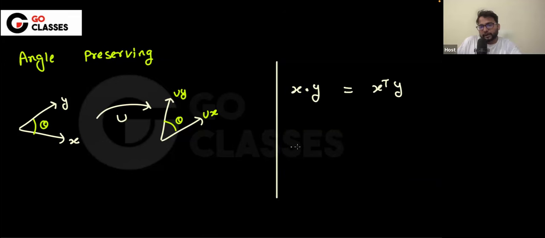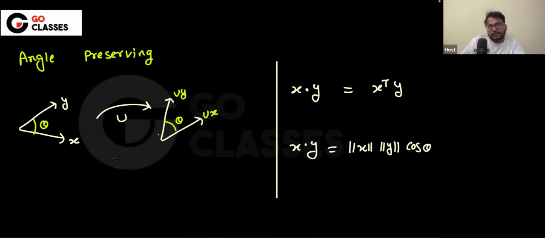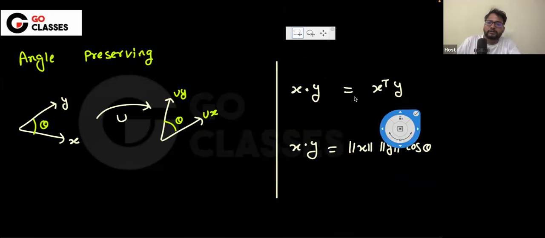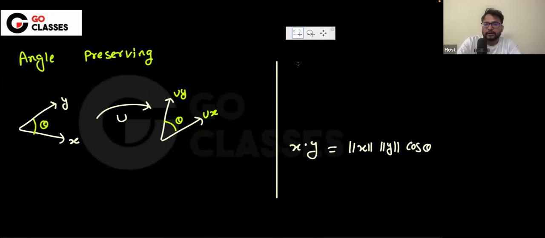Another way to write x dot y is like this: length of x times length of y times cos theta, where theta is the angle between them. You might remember this. So one thing is for sure: if the dot product doesn't change, then the angle will also not change.